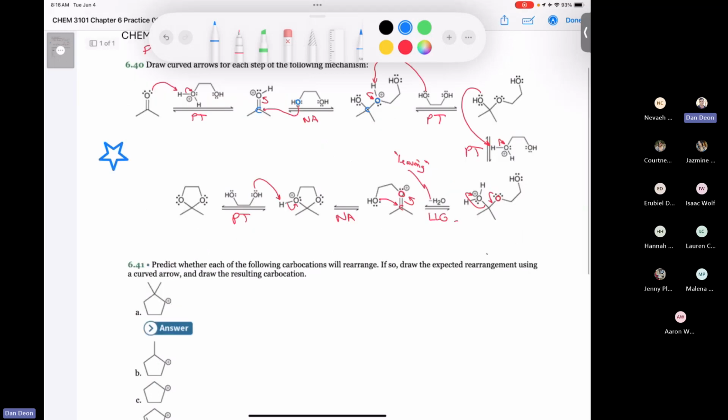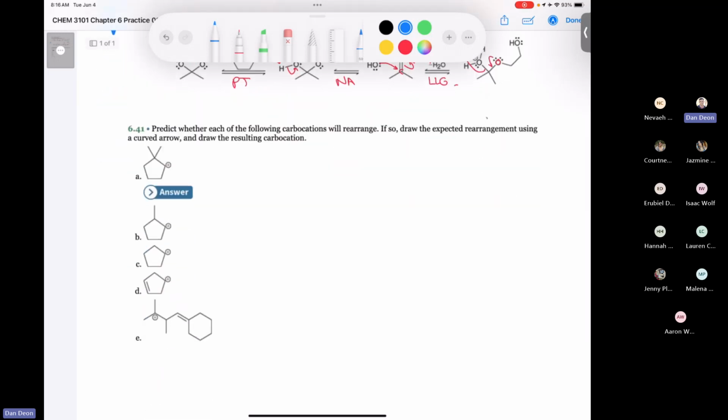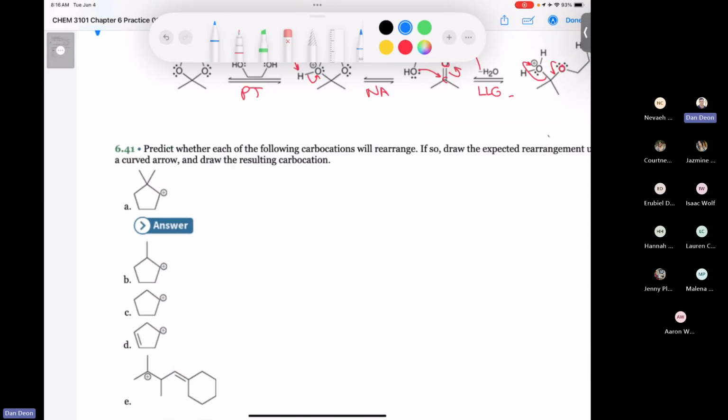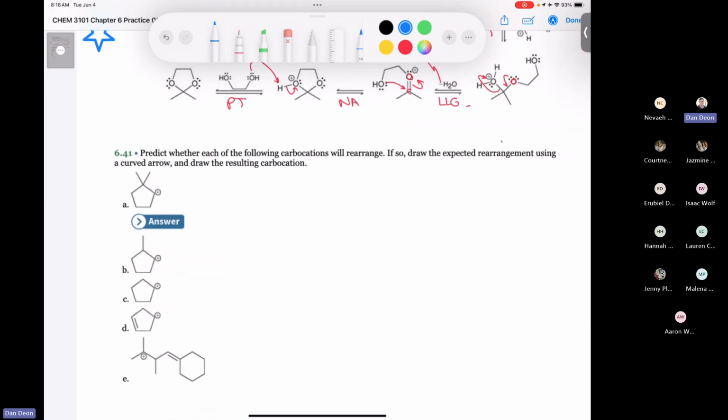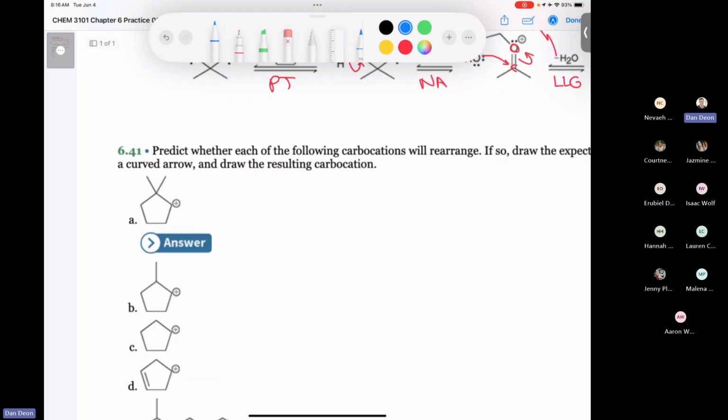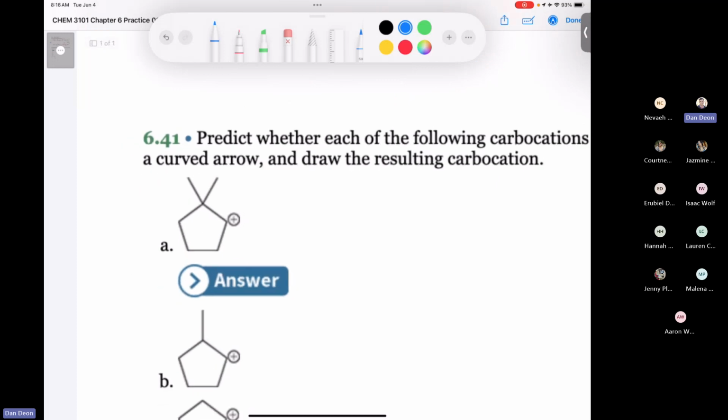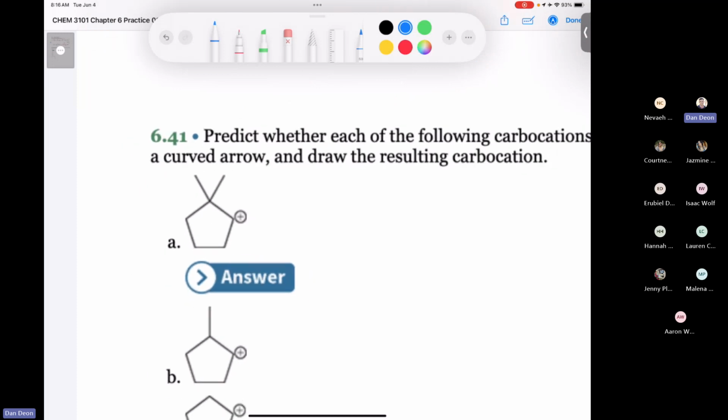All right. Let's switch gears for a second. These are just some questions that I took out of the textbook. All it says is predict whether the following carbocations rearrange, and if so, draw the expected rearrangement using a curved arrow and the resulting carbocation. So let's start with A. This is just 6.41A from the textbook.